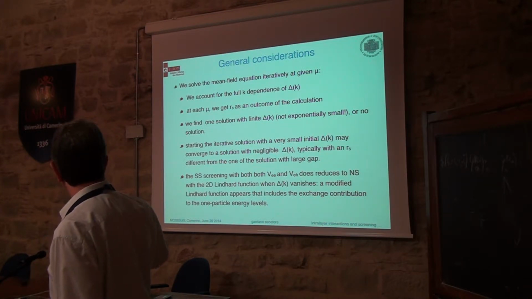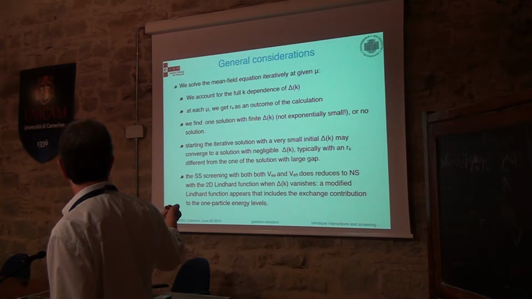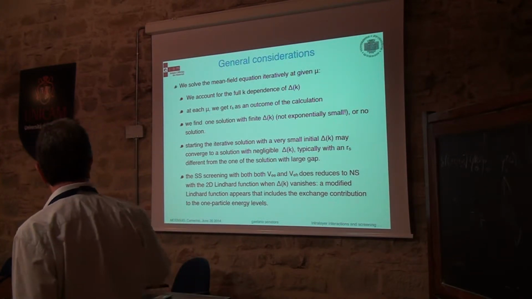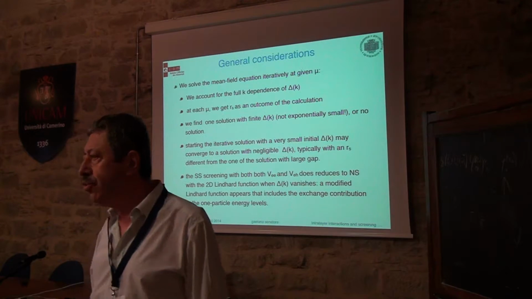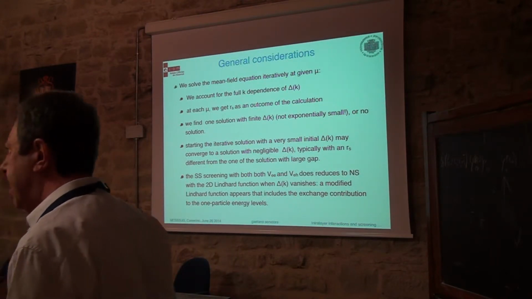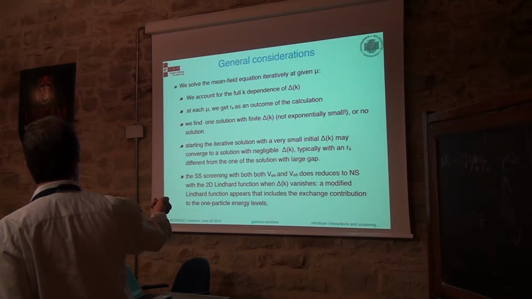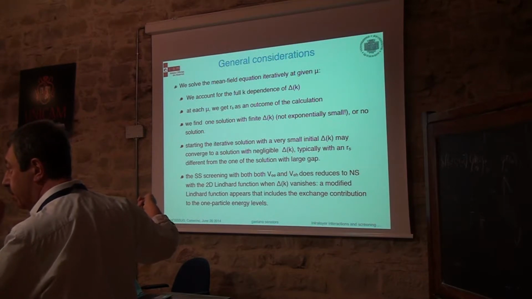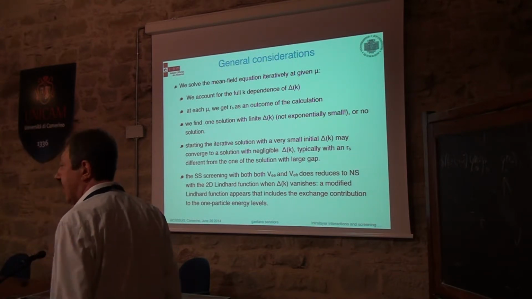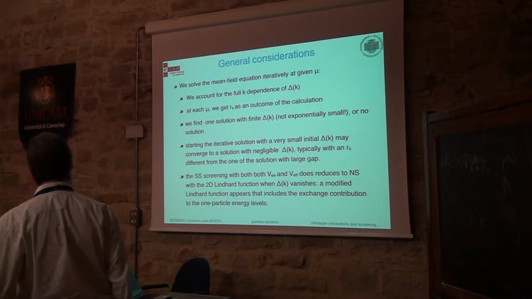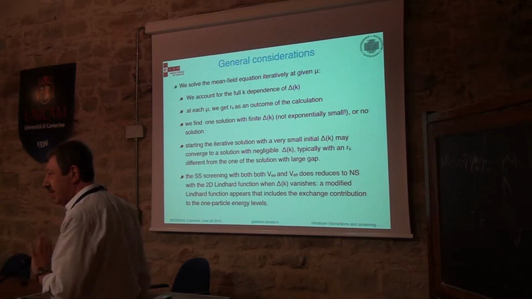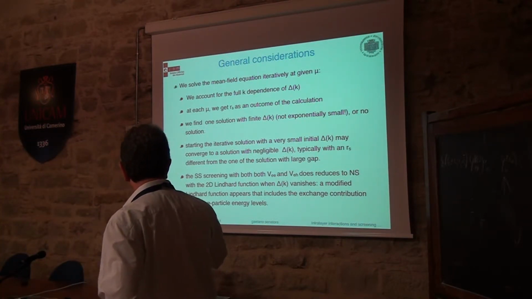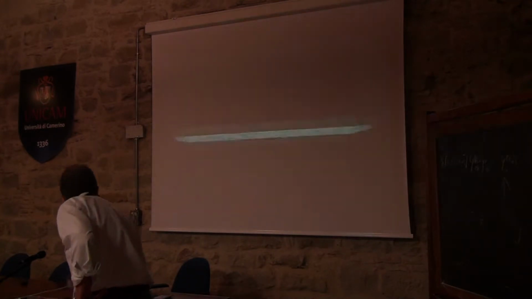Now, what turns out is that we find one solution with finite gap, I mean, a gap which is not exponentially small, or no solution with finite gap. If we start our iterative solution with a very, very small gap, typically we do converge, with the same chemical potential, of course, that we use there, but at a different rs. Okay? That poses some problem about what you do with these solutions. And this is the statement that I already made about the screening and the limits of screening.